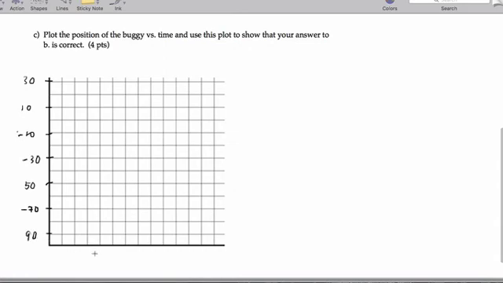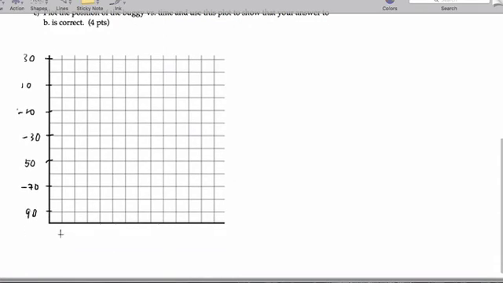And let's go ahead and count time. So this is 1 second, 2 seconds, 3 seconds. I can just count by 2s. 2 seconds, 4 seconds, 6 seconds, 8 seconds, 10 seconds. One thing, I'm just going to be a little strict here and actually label my axes. So this is the position in centimeters, and this is the time in seconds.